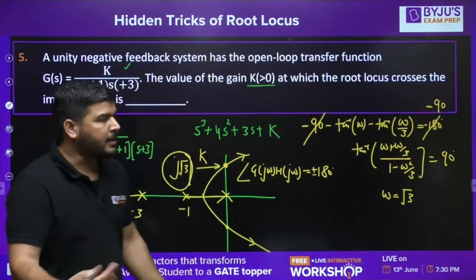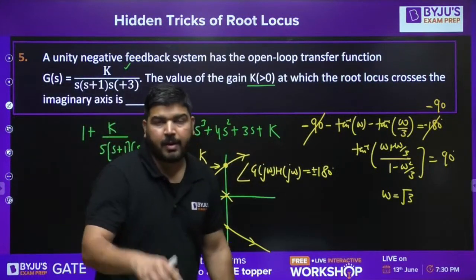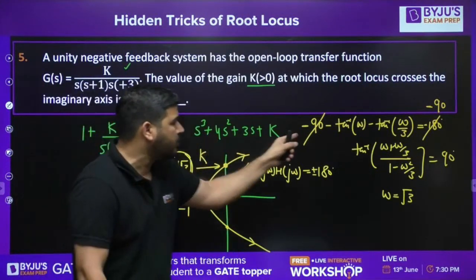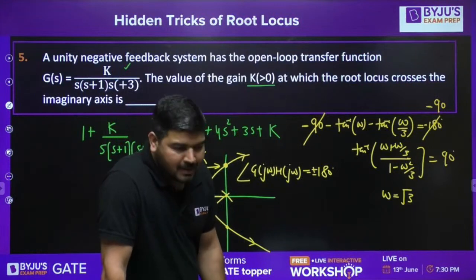Because using Routh, you can directly check what is the value of k. You can make the auxiliary equation and calculate the k value so that the system becomes marginally stable.